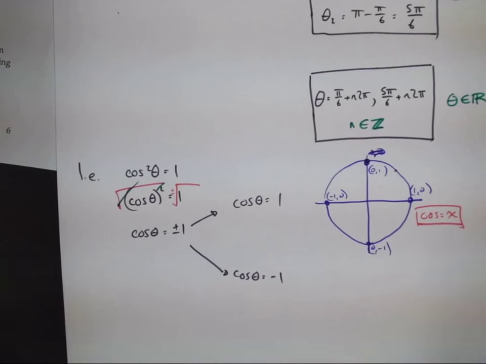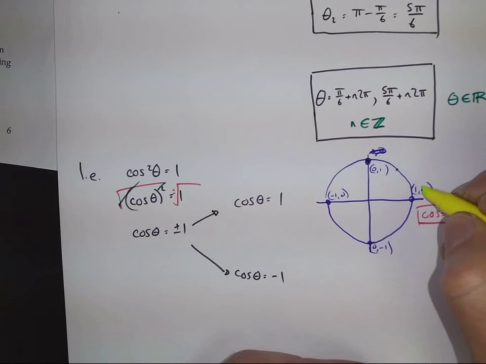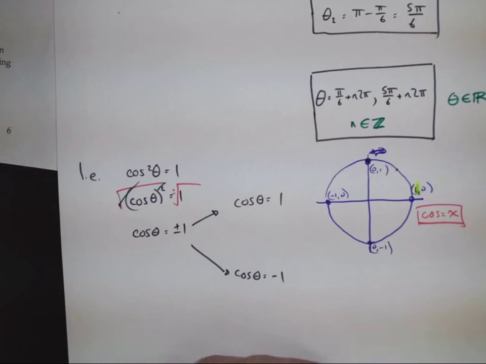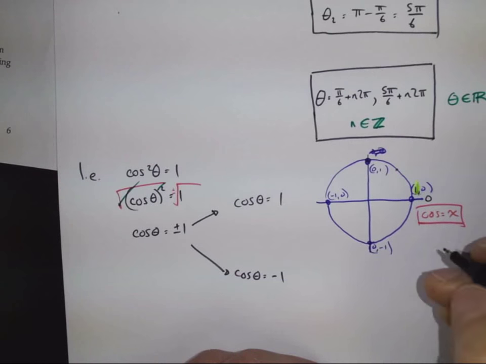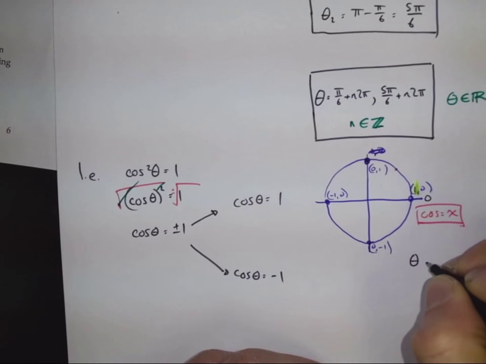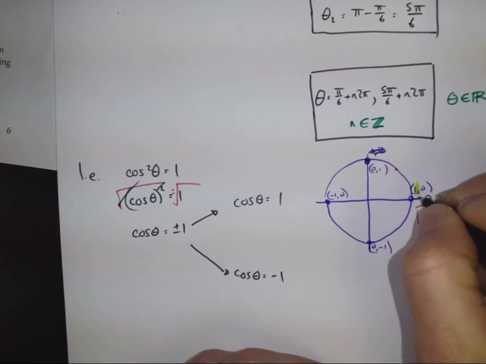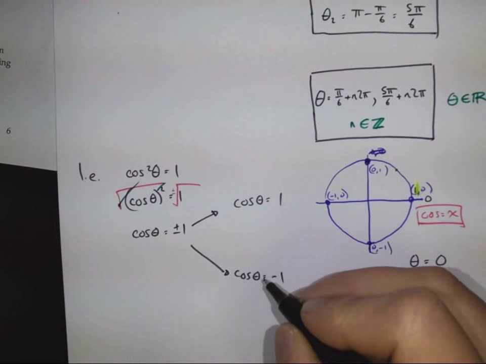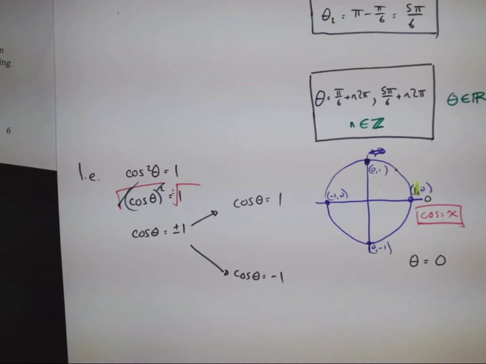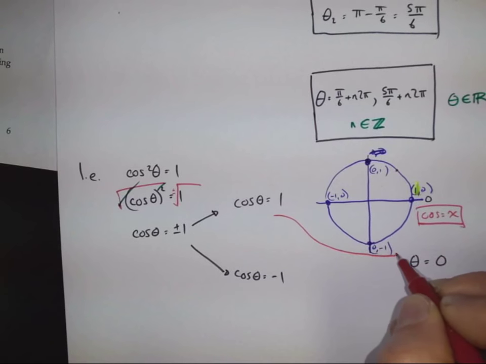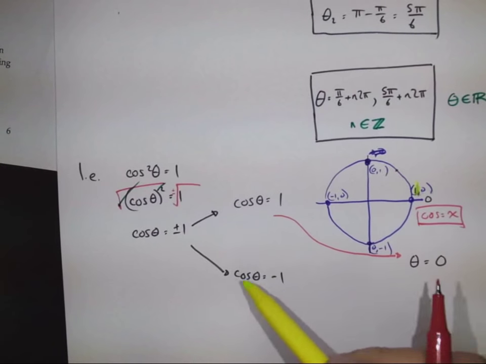Where does it correspond to 1, our x value? So we can see, oh, it's right here. It's at 0 radians. So one of our values is that theta is equal to 0, right? Because that gives us an x value of 1. And the other one is that cosine theta is -1.